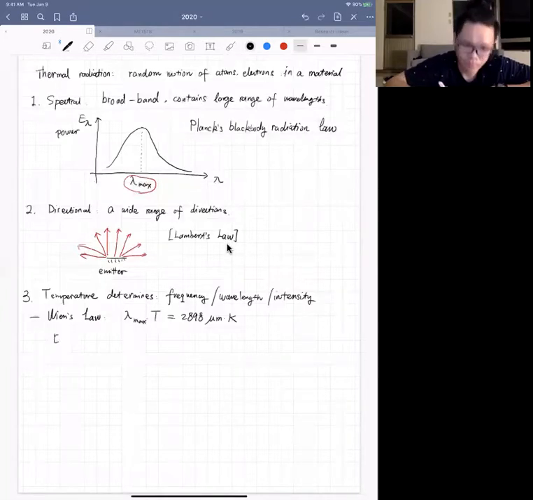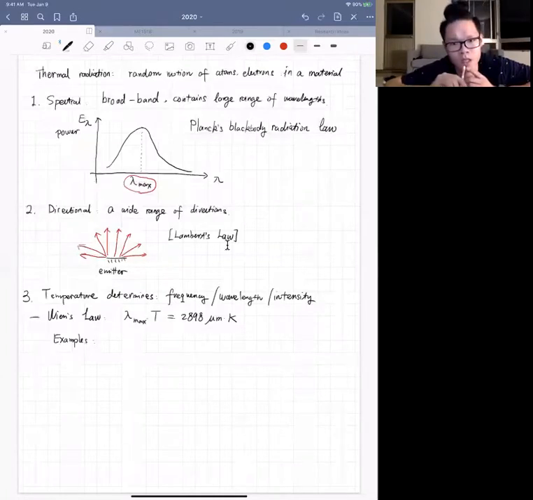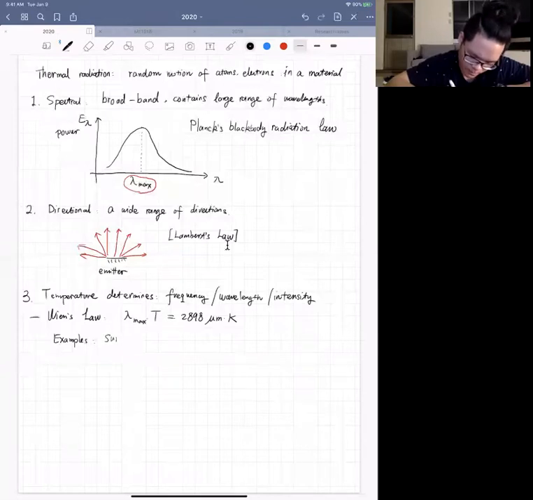A few examples. First of all, if you look at this law, because lambda max times T equals constant, which means if you have a higher temperature emitter, the lambda max is going to shift towards shorter wavelength. For this class, the most important emitter is the sun. The surface temperature of the sun is about 5,800 Kelvin.